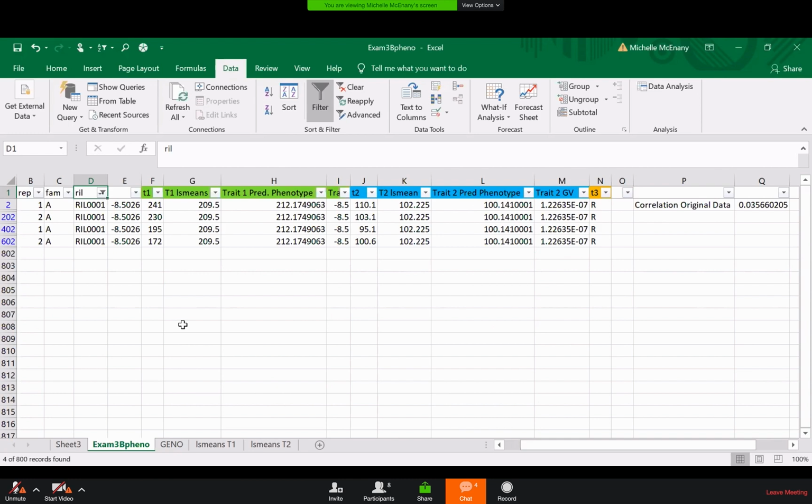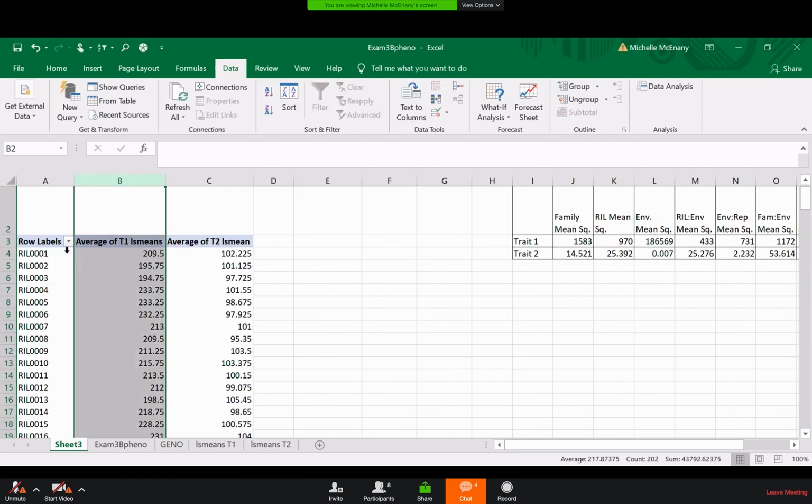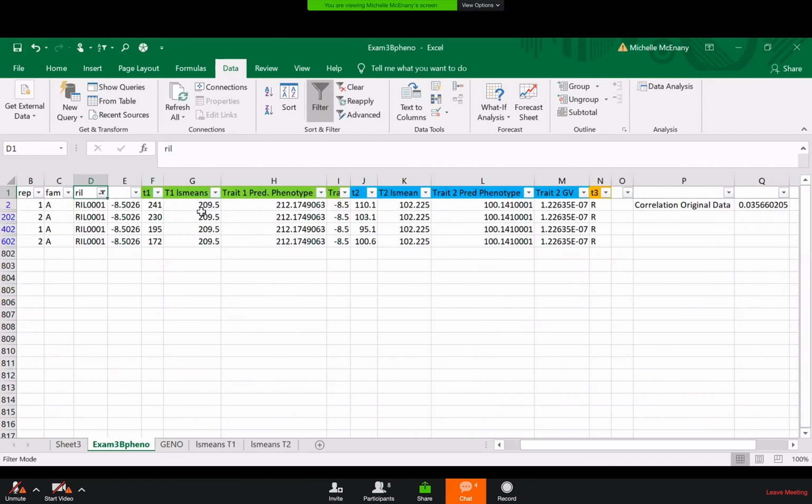I don't know then. I don't know why he would say average phenotypic unless he literally means take the... Yeah, because that's why I'm thinking either your average by RIL, which is the same as your LS mean. At least mine is.